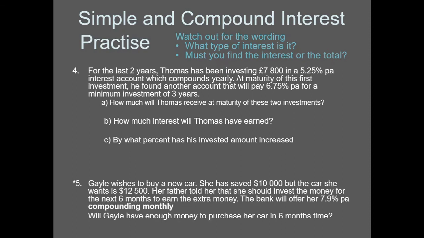Question 5. Gail wishes to buy a new car. She has saved $10,000, but the car she wants is $12,500. Her father told her that she should invest her money for the next 6 months to earn extra money. The bank will offer her 7.9% per annum, that's per year, compounding monthly. Will Gail have enough money to purchase her car in 6 months' time?